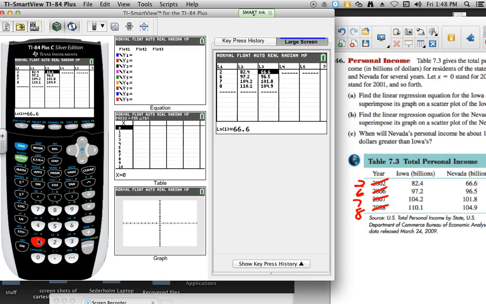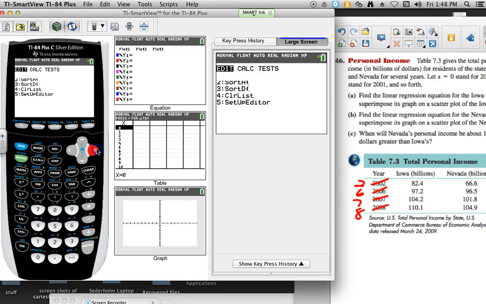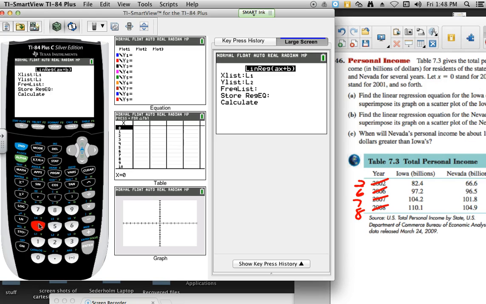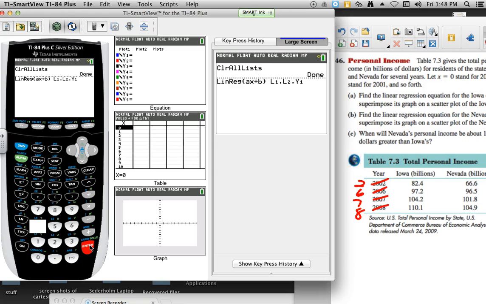So we're going to do stats, calculate, and our linear regression number 4. And since this is a newer calculator version here for software, I have list 1 and list 2 up there, which means this will be for Iowa. And what I want to do is go ahead and go to store regression equation. I'm going to store this as y1, so it'll be all ready to graph. So variables, y variables, number 1 for functions, number 1. And when I hit enter, it'll calculate that.